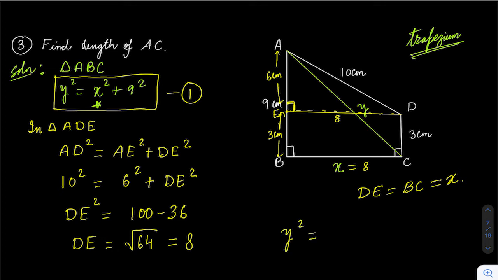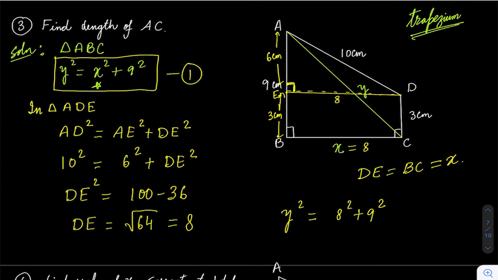So AC square is nothing but 8 square plus 9 square. So from this I am getting my y value as square root of 81 plus 64, which is coming out to be nothing but 12.042 centimeters. So that is my answer.